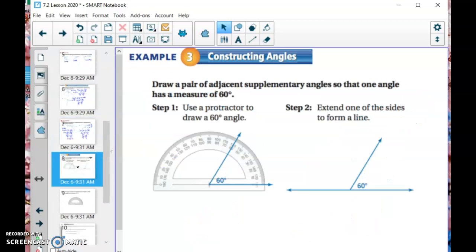All right, next is using your protractor to construct some angles. So this example says draw a pair of adjacent supplementary angles so that one angle has a measure of 60 degrees. So first step is to use your protractor to draw a 60-degree angle. Once you have your 60-degree angle drawn, then you just have to continue the line that's on the bottom to make a straight line, which then gives you supplementary angles. And they're adjacent to each other because the angles are right next to each other, so you have drawn adjacent supplementary angles, so the one angle has a measure of 60 degrees.